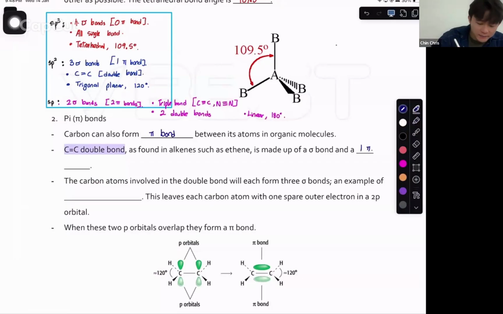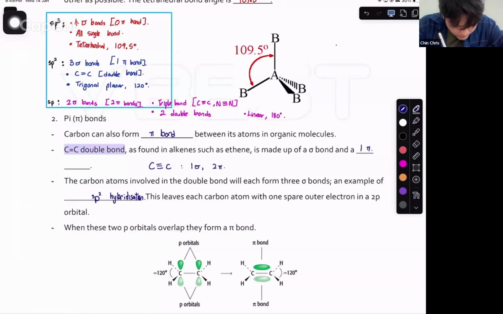Okay, guys, triple bond, how many sigma, how many pi? Triple bond is 1 sigma, 2 pi. Get me? So a carbon atom involved in a double bond will each form 3 sigma bonds. 3 sigma is sp2 hybridization. That's it.